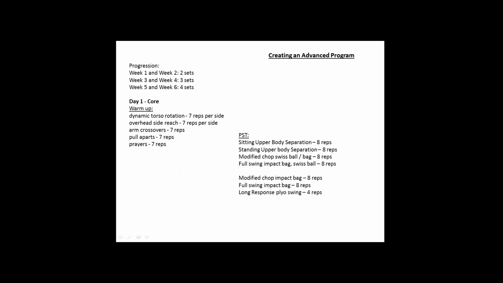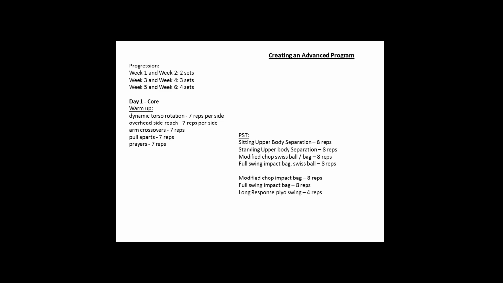Now, ways that we can add in some more dynamic stuff. If we wanted to, we could add in a dynamic upper body warm-up. Dynamic torso rotation is a very straightforward exercise, basically rotating from side to side. Now I'm going to show all this here in a second, but just to quickly cover it. Overhead side reach, again, very simplistic. We do it dynamically, reaching up, reaching over, down, around, and up, and we can change direction. Arm crossovers, very simple. Pull aparts and prayers, mostly engaging shoulders and scapula.